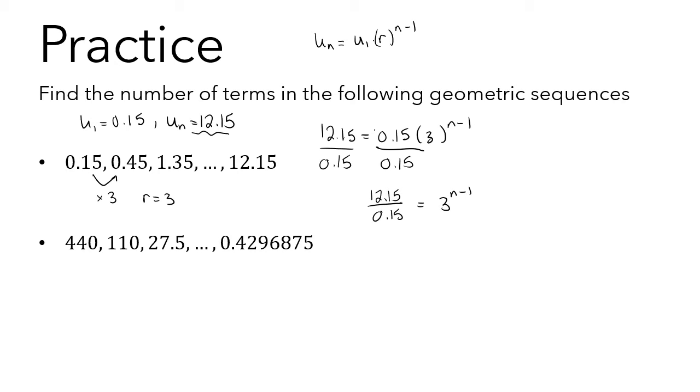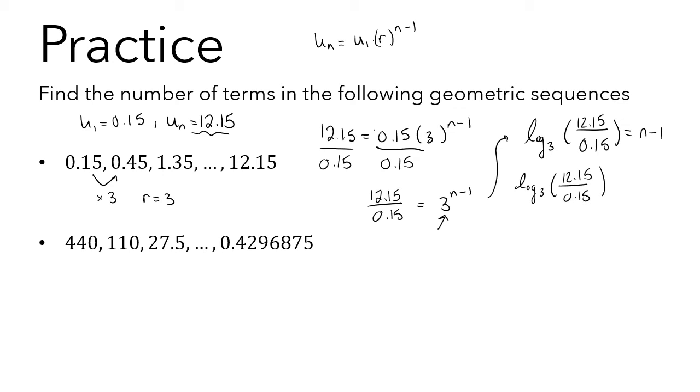Now here's where you have to use a logarithm. You have to match the base of your exponent with the base of your logarithm. So you take log base 3 of both sides of this equation. So log base 3 of 12.15 divided by 0.15, and then log base 3 of 3 to the power cancels, and so you just get n minus 1. And then you just need to add 1. So log base 3 of 12.15 divided by 0.15, plus 1, equals n. You can put this into your calculator and you'll get the result is 5. So there are 5 terms here.